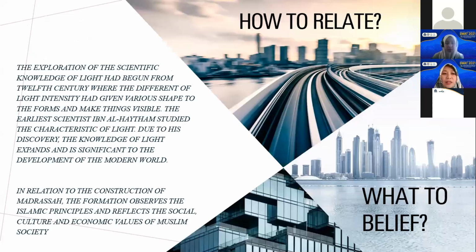The exploration of scientific knowledge of light began in the 12th century, where the difference of light intensity gave various shapes to forms and made things visible. This is very beneficial not only for architecture but also for humans. Science has proved that the significance of light development in the modern world is to embrace construction and formation, and how Islamic principles reflect the social, cultural, and economic values of Muslim society.